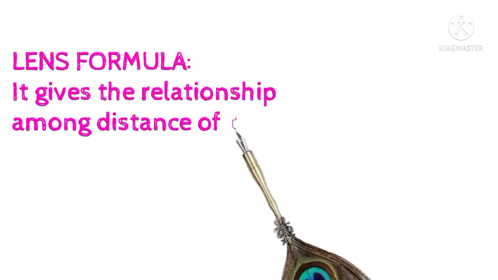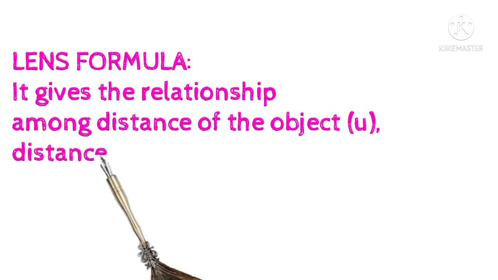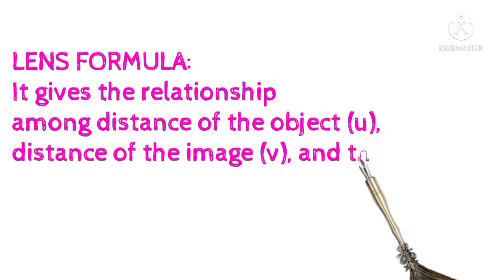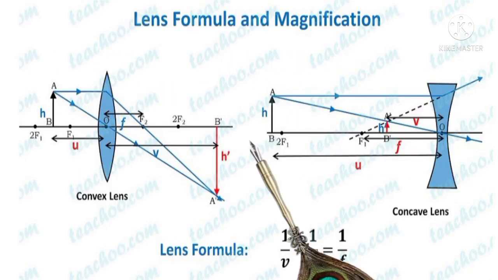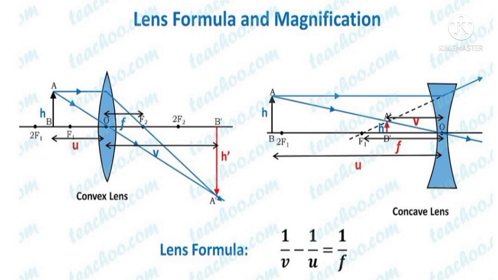The next one we are going to discuss is lens formula. This lens formula gives the relationship among distance of the object, distance of the image and the focal length of the lens. It is expressed by the formula 1 by f is equal to 1 by v minus 1 by u. It is applicable to both convex and concave lenses.